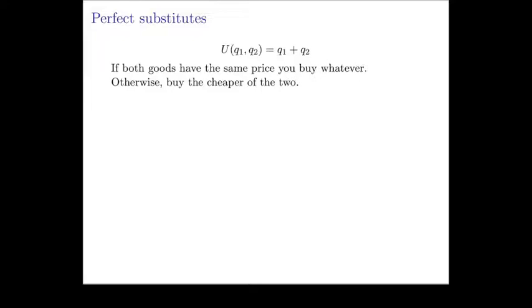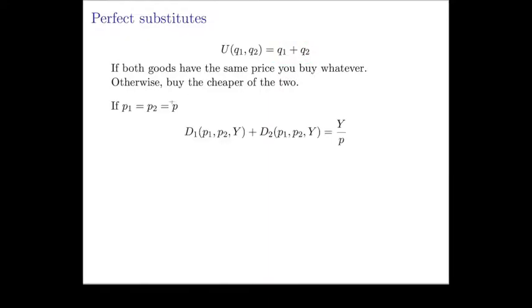Instead of trying to write down the optimization function, trying to use calculus, just use our intuition that if all I care about is the total number of units that I consume, and both goods cost the same, then it doesn't really matter which of the two I buy. I'm just going to spend all my money on buying some of either of these goods. However, if one of the two is cheaper than the other, then I'm just going to buy the cheaper of the two.